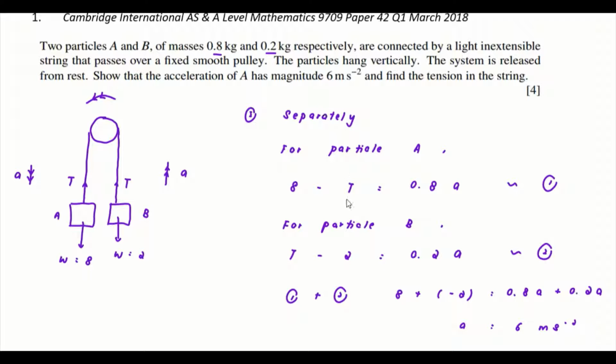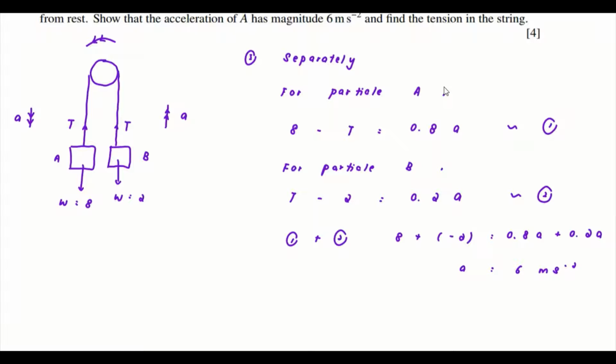After we got this, we need to find the tension in the string. You can use either equation. I'm using the second one. So T minus 2 equals 0.2 multiplied by 6. So 1.2 plus 2, and I'll be able to get 3.2 Newton. So that's it for the first approach.